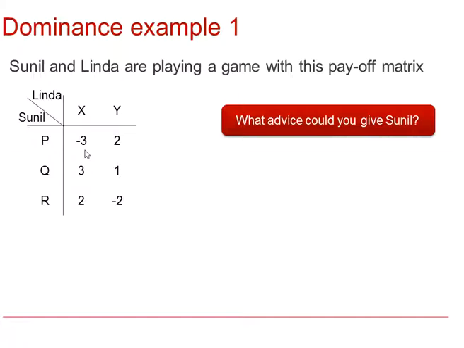If Sunil plays strategy P, then if Linda plays X, she will lose 3 points, but if Linda plays Y, she will gain 2 points. If he plays strategy Q, if Linda plays X, she will gain 3 points, and if Linda plays Y, she'll only gain 1 point. The strategy R, if Linda plays X, she'll gain 2 points, but if Linda plays Y, she'll lose 2 points. If we compare Q and R, we can see that 3 is always better than 2 and 1 will always be better than -2. Therefore, we would say that Q dominates R, and there would be little point in Sunil ever playing strategy R.